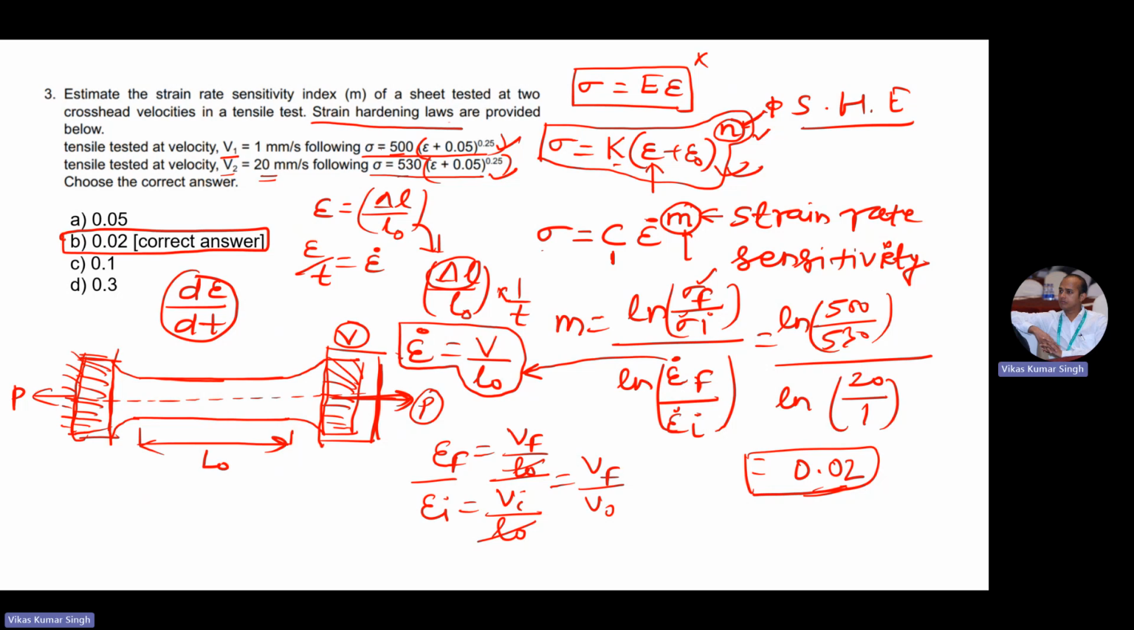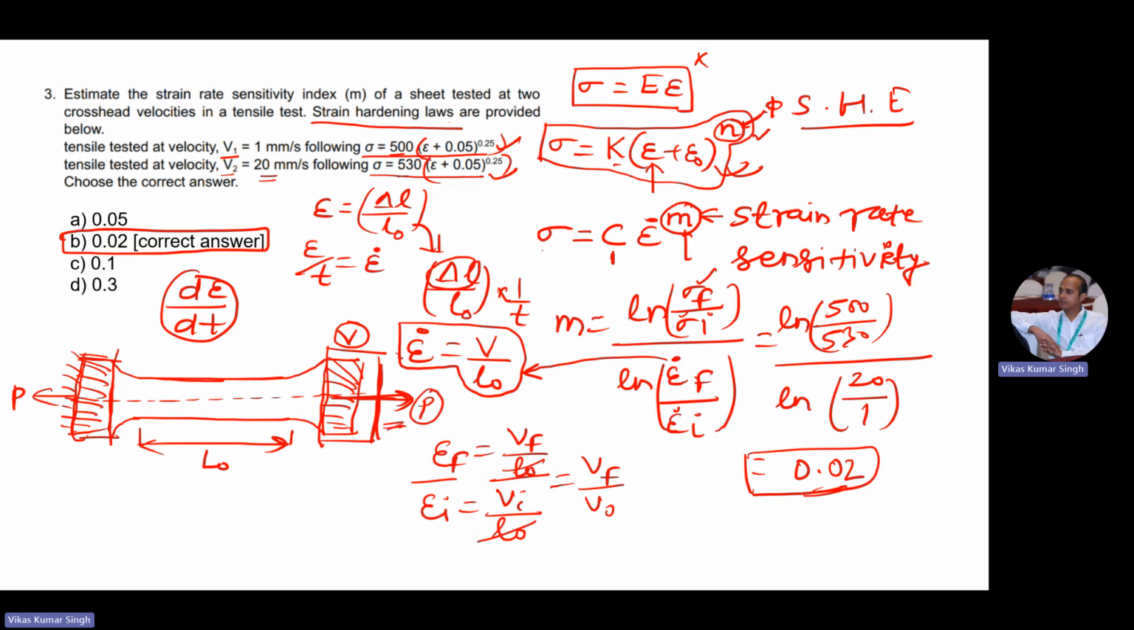Okay, so I will take a little more time on the power law. I will explain, and it will be clear to you. So see here, I was just discussing with what rate we are pulling this crosshead, the velocity of the crosshead. So what is the crosshead? You might be thinking what is the crosshead and how we are pulling.